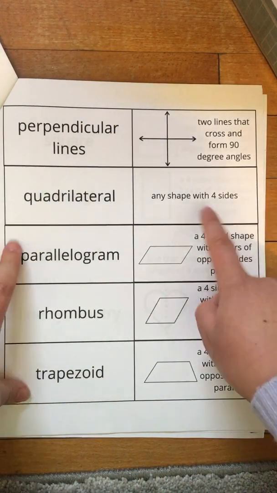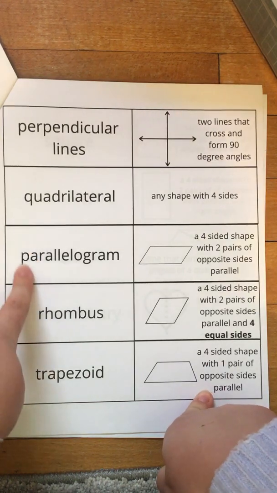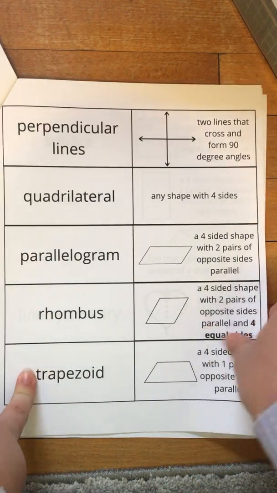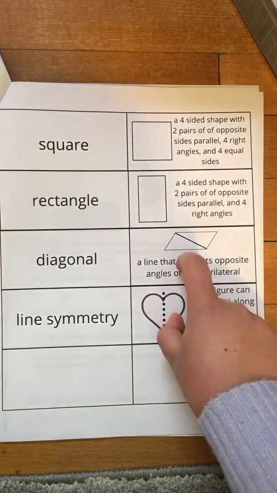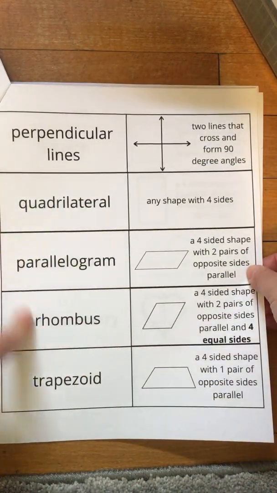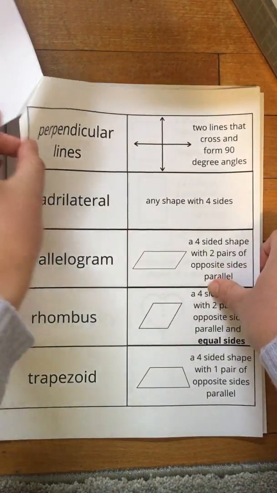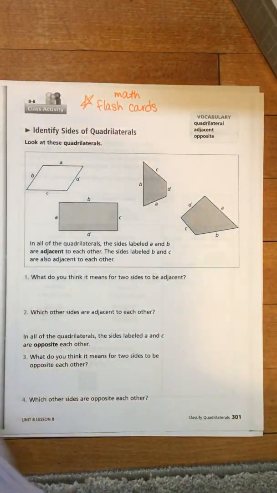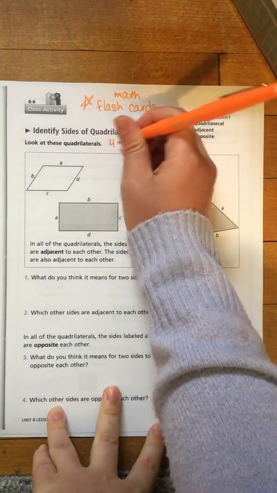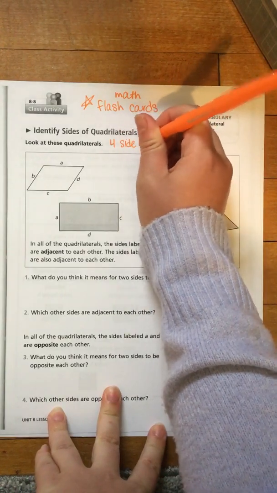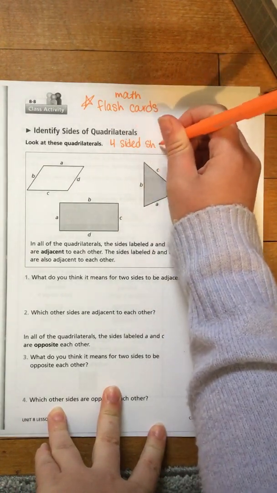And then today we're going to be getting into quadrilaterals. We have parallelograms, rhombus, trapezoid, square, and rectangle. These two we'll get into not today, a later time. But it's just going to be really helpful if you have these and practice with them because there's just a lot of terms. So we're looking at quadrilaterals today, which a quadrilateral is just a four-sided shape. So any shape that has four sides.